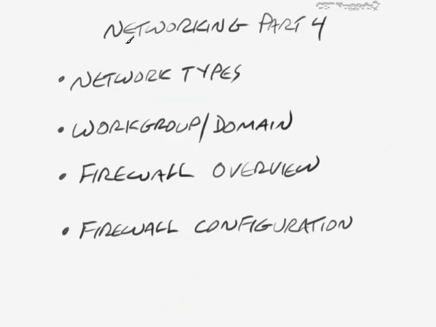In networking part 4, we talked about the various network types that you might run into: local area networks, wide area networks, and virtual private networks. We also talked about work groups as opposed to domains, and as you saw, there's really not much advantage to a work group other than the fact that you wouldn't have to buy additional server hardware for a domain, and you wouldn't have to buy Windows Server 2008, for example. So you'll save thousands in that respect, but it's only useful for very, very small environments. Otherwise, a domain has all the advantages.